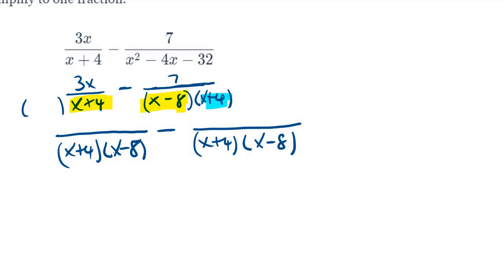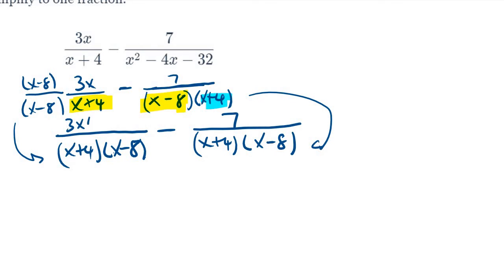So I'll put x minus 8 over here to match this with this, and then do the same thing at the numerator. And this is already matched. These are matched already. So I put 7 here and do 3x times x minus 8.